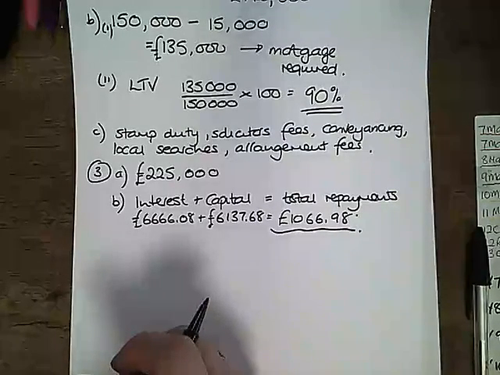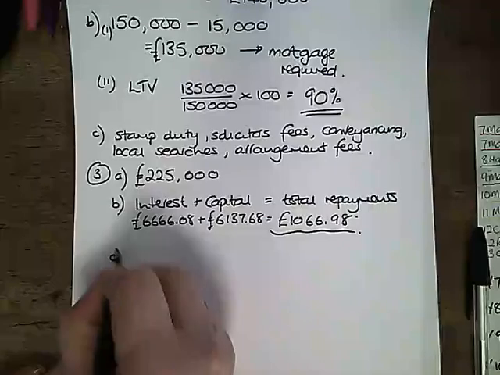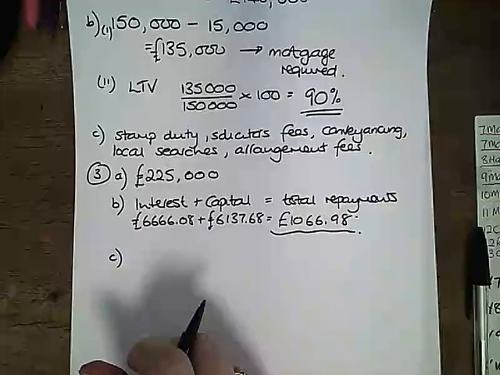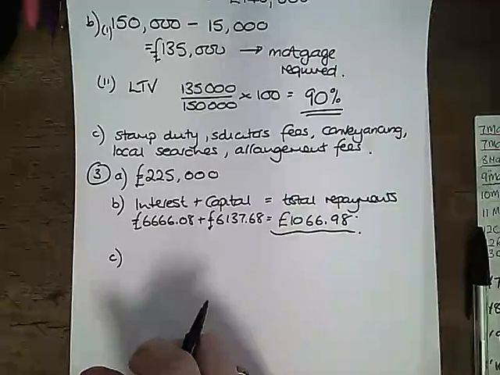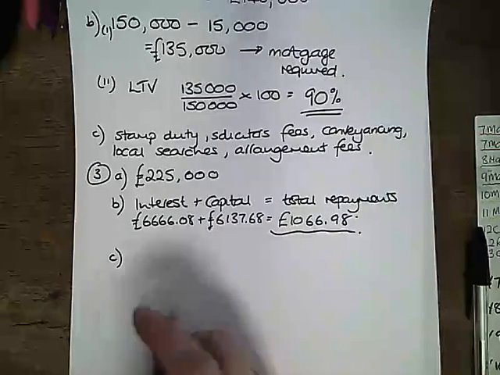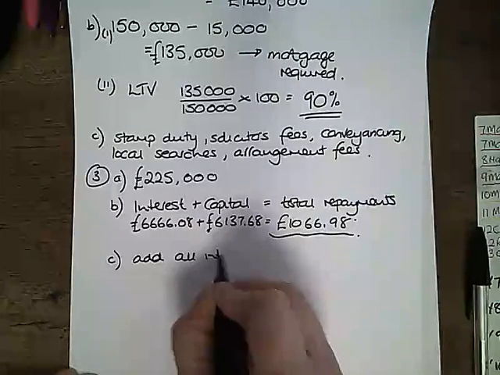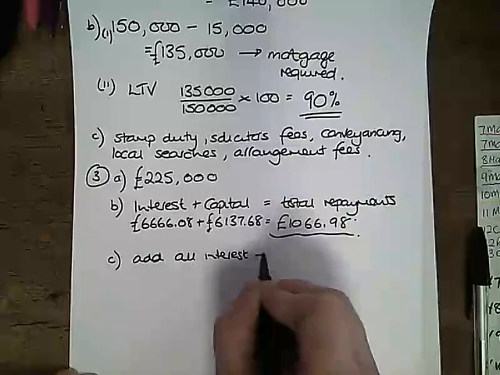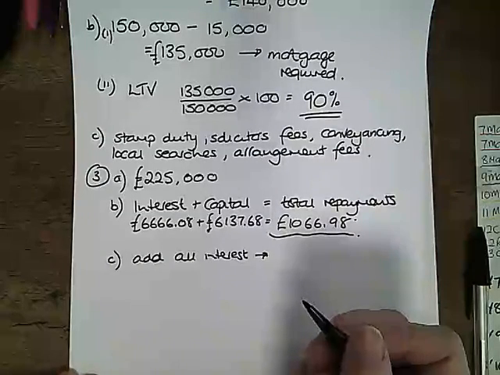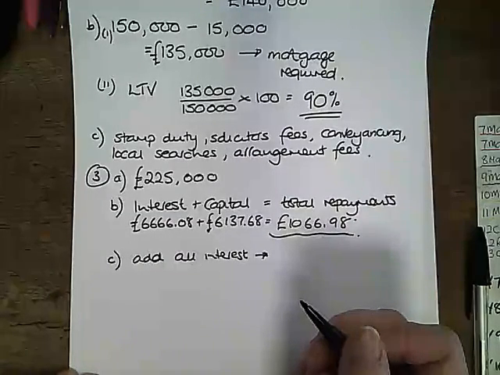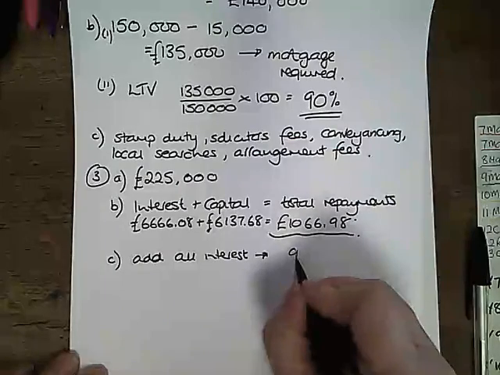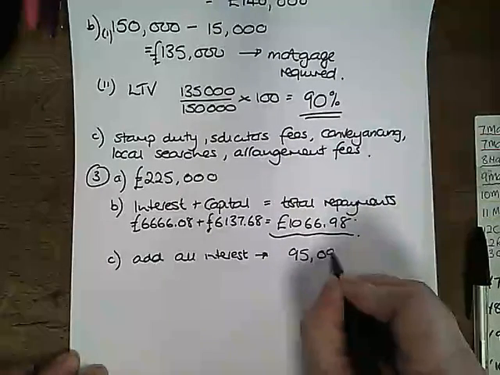And part C is a bit of a pain actually, because it says how much interest does the buyer pay in total. So in order to find that, you have to add up all the interest payments, and that comes to, if you add them all up, £95,092.60.